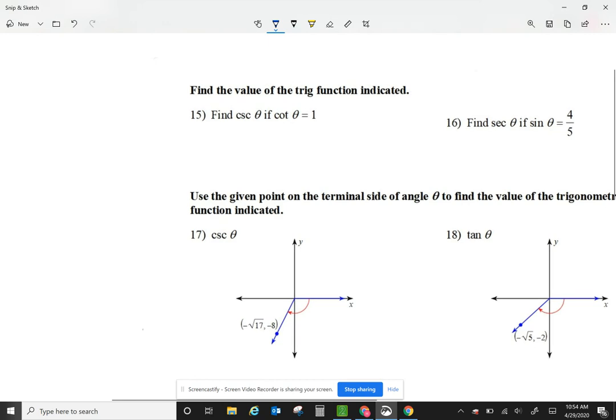So I need to remember that cosecant is hypotenuse over opposite. Cotangent is adjacent over opposite. So I'm going to get my right triangle. I'm going to create theta on one side. I have the cotangent is 1. I need it as a fraction, so I'm just going to call it 1 over 1. So the adjacent is 1. The opposite is 1.